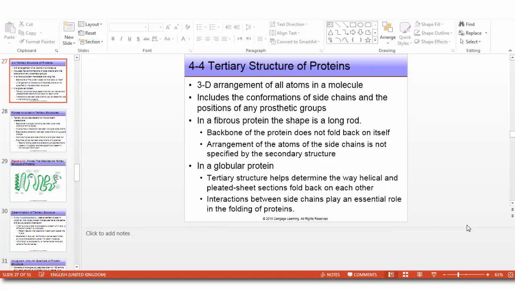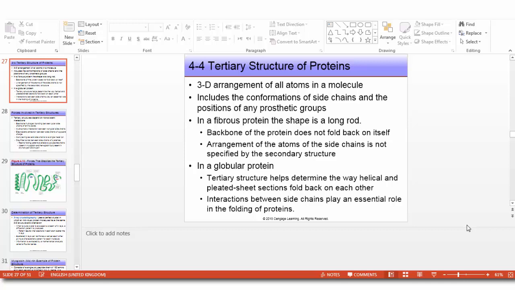The tertiary structure of protein refers to the three-dimensional arrangement of all atoms in a molecule, which includes the conformation of side chains and the positions of prosthetic groups. In a fibrous protein, the shape is a long rod, and the backbone of the protein does not fold back on itself. The arrangement of atoms of the side chain is not specified by the secondary structure.